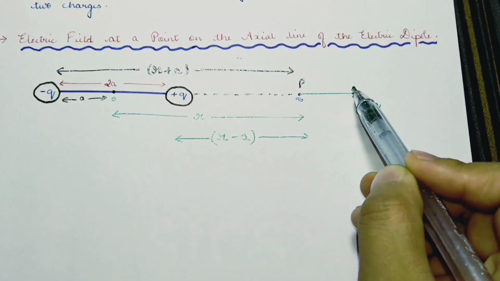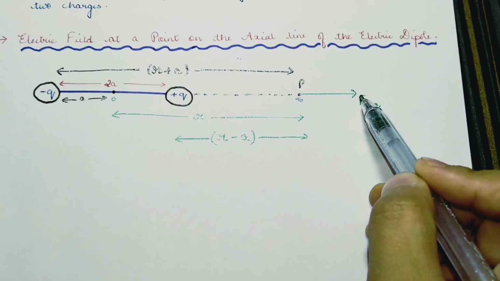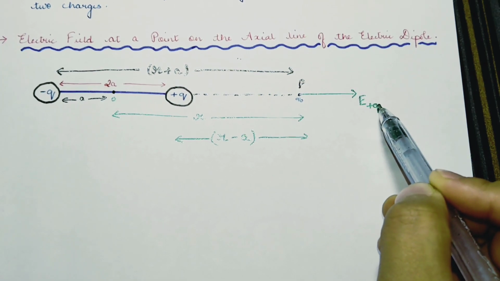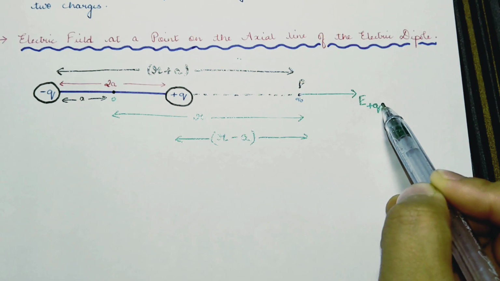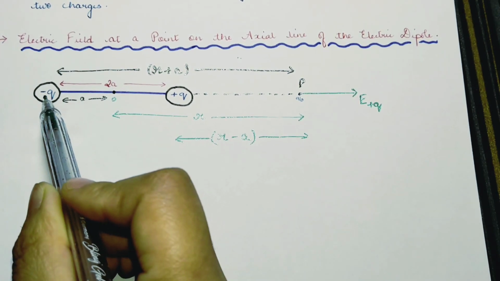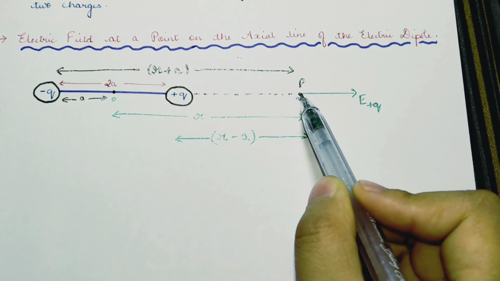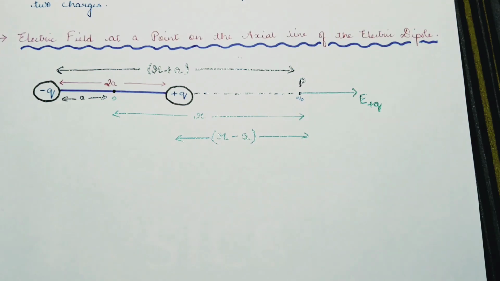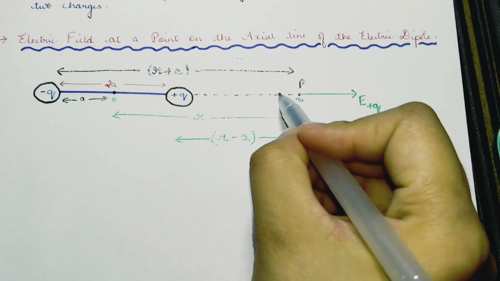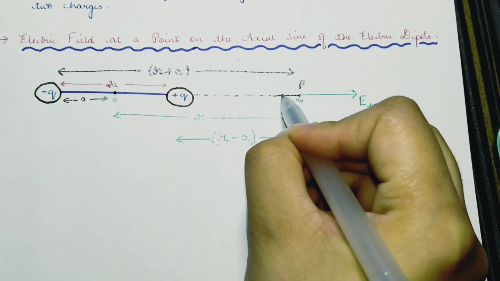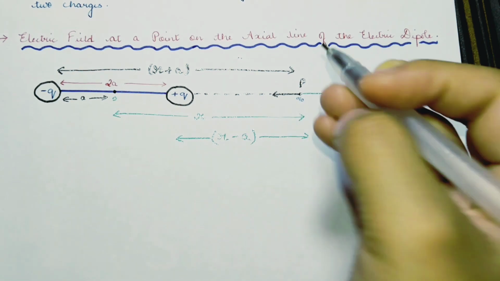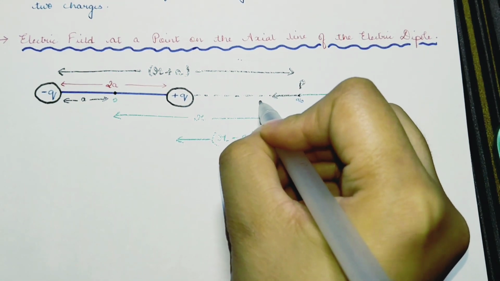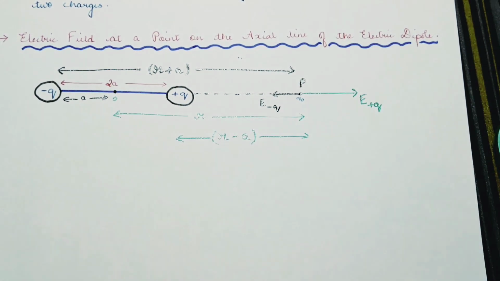That is why the electric field will be on the right hand side, which we denote with E plus q, the electric field due to the plus q charge. Likewise, because minus q and q naught are negative and positive, they attract each other, right? So the electric field will be directed on the left hand side, which we will denote with E minus q.